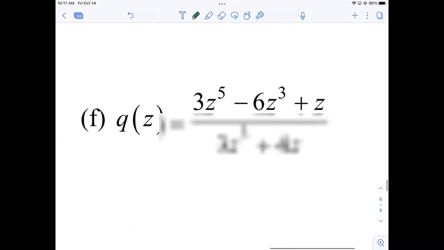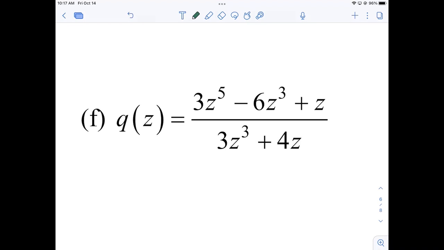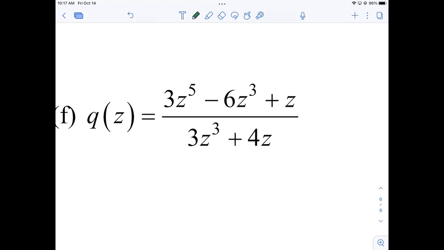Letter F. Look at this guy. Q of z. Let's kind of put our new little insight to the test here. If I were looking at just the top, the numerator, would that function itself be even, odd, or neither? 3 terms, all variables, odd exponent, odd exponent, odd exponent, change, change, change. That is odd. So the top is an odd function. Divided by the bottom, also odd, right? Odd number, odd number. So we have an odd divided by an odd.